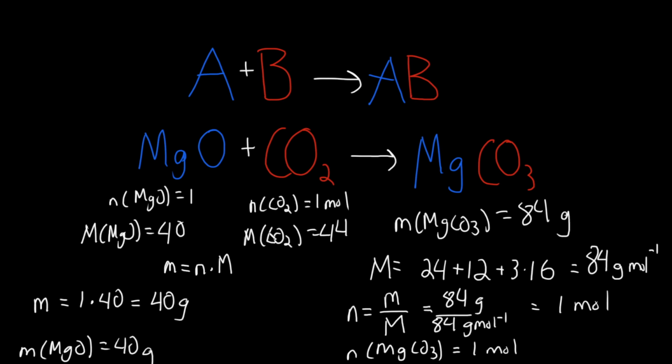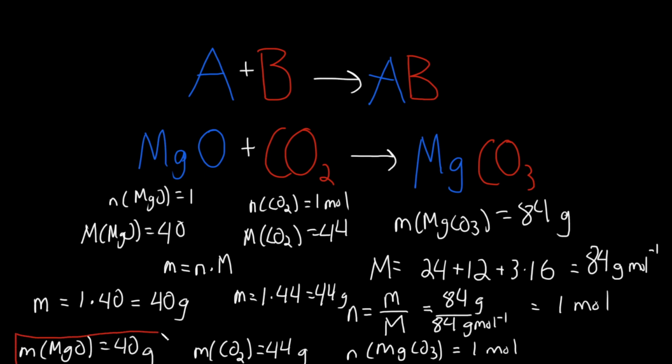And this is the same for carbon dioxide. Mass becomes moles times molar mass, which is 44 grams. So the mass of carbon dioxide needed equals 44 grams. And this becomes the answer for the originally proposed problem. So now we see that this problem was indeed solvable with the mole concept.